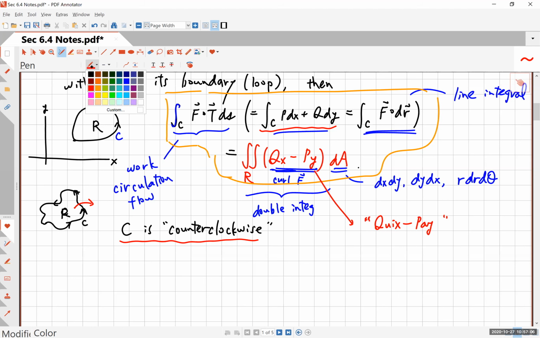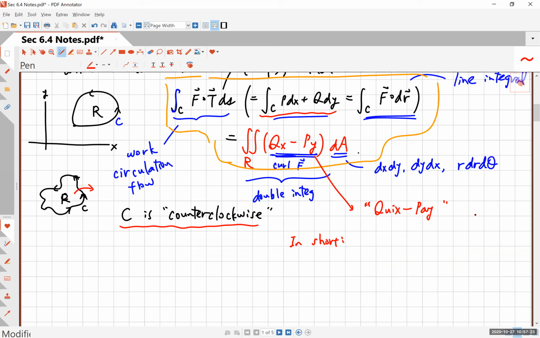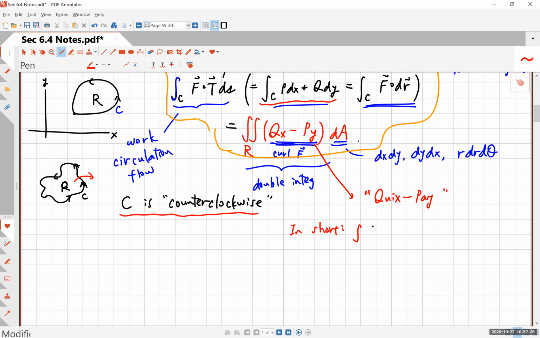If C were oriented clockwise, the other way, then of course it'll be just the negative of what you get over here. Okay, so in short, the short version of Green's theorem can be written as this: the work integral of F dot dr is equal to the double integral of Q_x minus P_y. Okay, so this is the main part of this, and all the other things are just additional details that I must add. All right, let me give you an example.